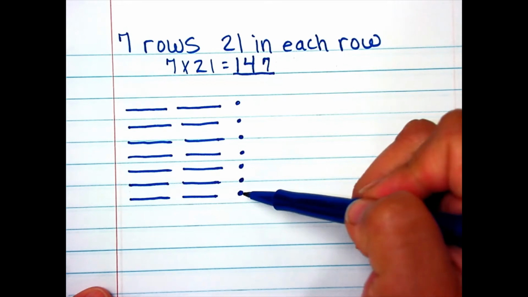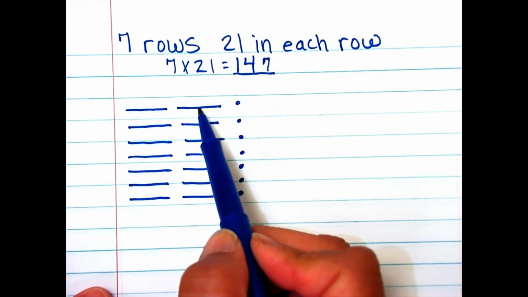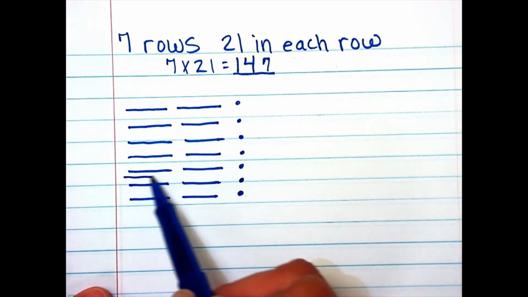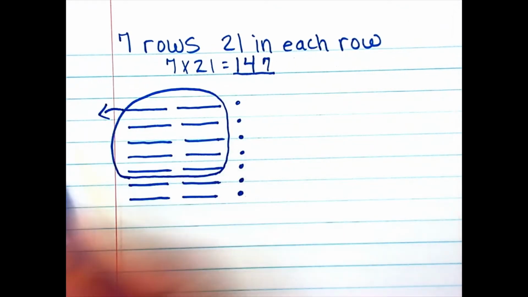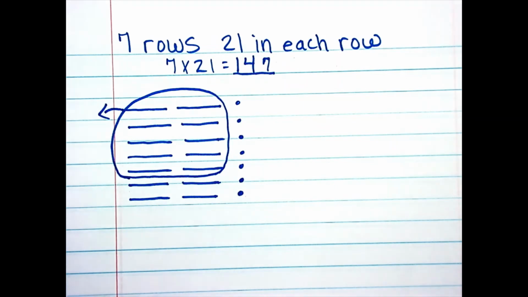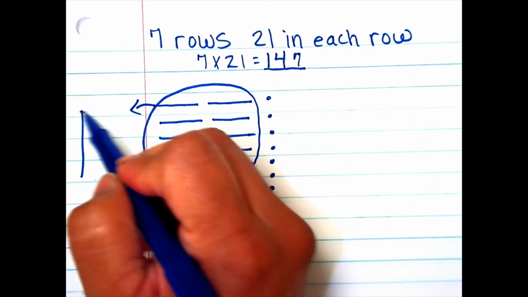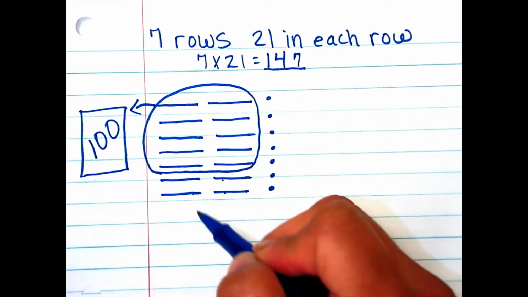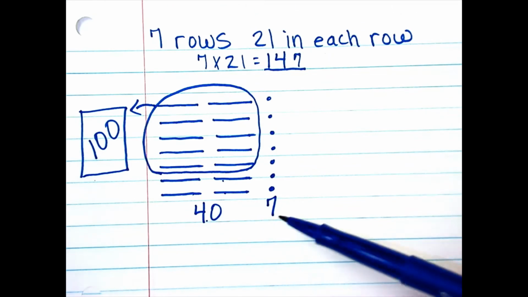So then I need to count to see if I have enough ones to regroup, and I only have 7, so I'm not going to regroup. But then we said that we do have enough tens to regroup. 1, 2, 3, 4, 5, 6, 7, 8, 9, 10. So these 10, I'm going to circle them, and I am going to bring them over and make a flat, which is my 100. Okay, so this is a 100, 10, 20, 30, 40, and then 7. So my answer is 147.